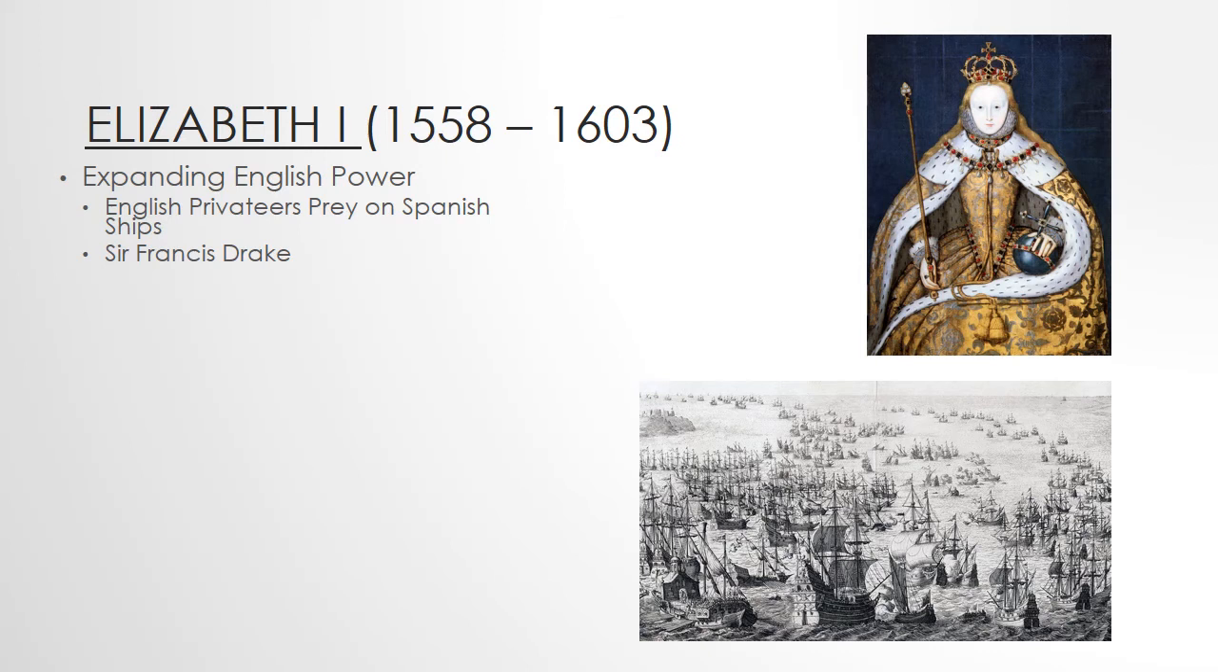And so first, what she does is she begins to expand English power outward. Using the powerful navy that her grandfather, Henry VII, had begun building, she starts preying upon the Spanish fleet.